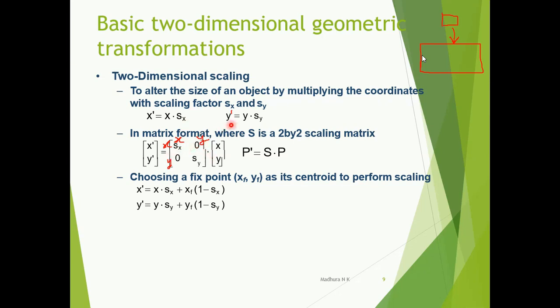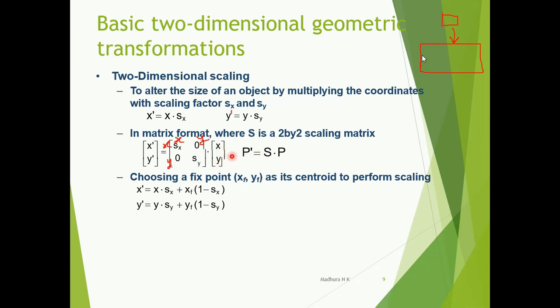Whereas in the second formula you have y dash is equal to y sy. So what is y's coefficient? You have sy, so that we are going to enter here. But the x component is 0, so that's why we enter 0 here. So this is how you write the 2 cross 2 matrix for scaling factors. Then you have the into original xy values.